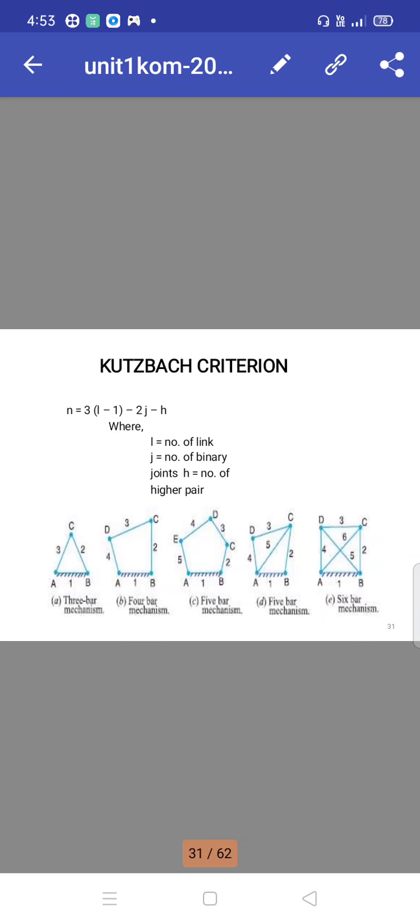So next, Kutzbach criterion. So you have 3 bar mechanism, 4 bar mechanism, 5 bar mechanism, then 6 bar mechanism. So we can easily calculate the degrees of freedom with this Kutzbach criterion. We use n = 3(L - 1) - 2j - h, where L specifies the number of links, j specifies the number of joints, and h specifies the number of higher pairs.